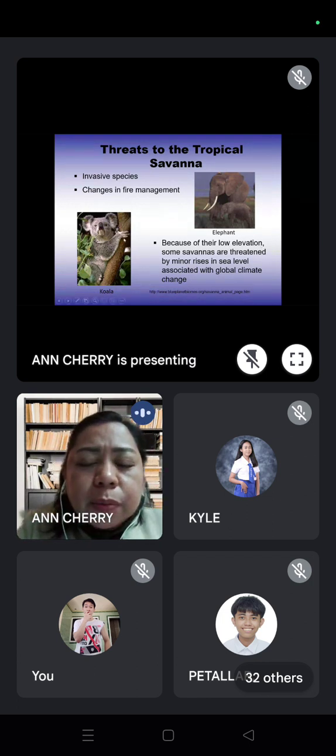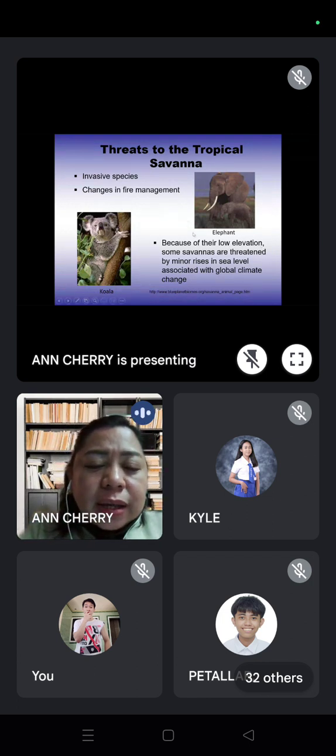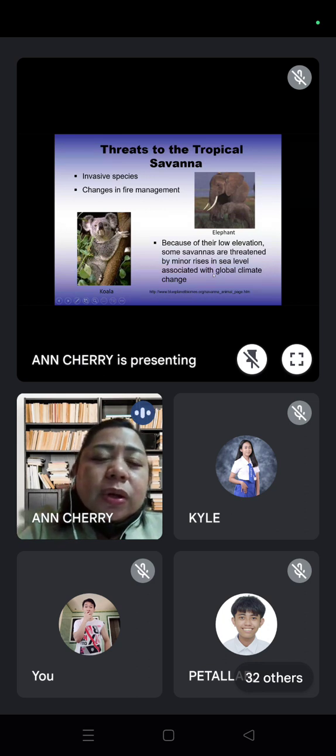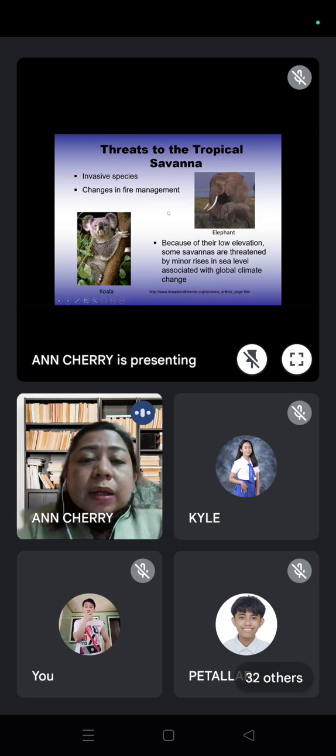Okay. So because of their low elevation, the savannas are being threatened by minor rises in the sea level associated with global climate change. So that's one of the threats to the tropical savanna.